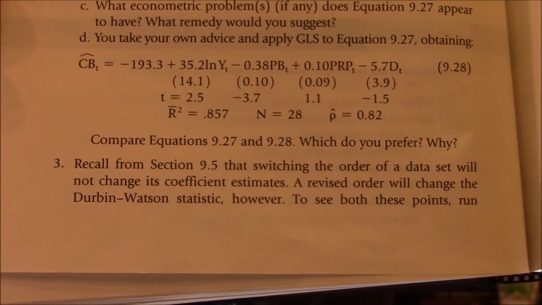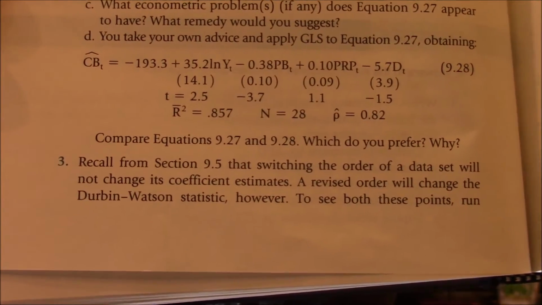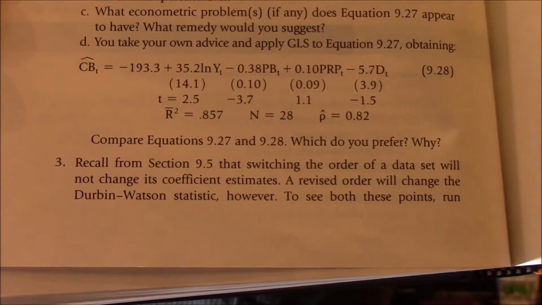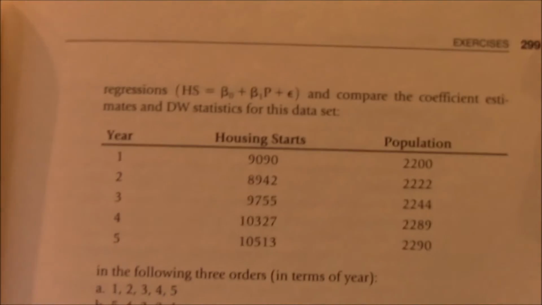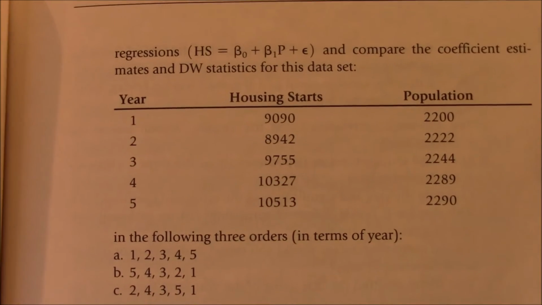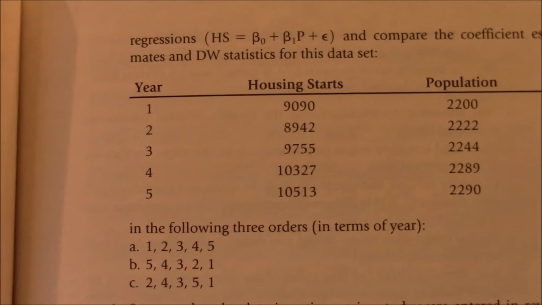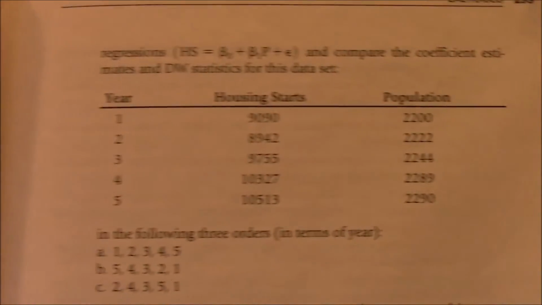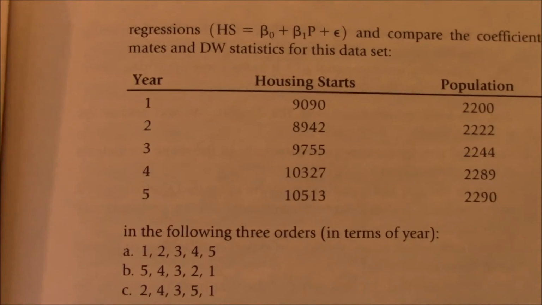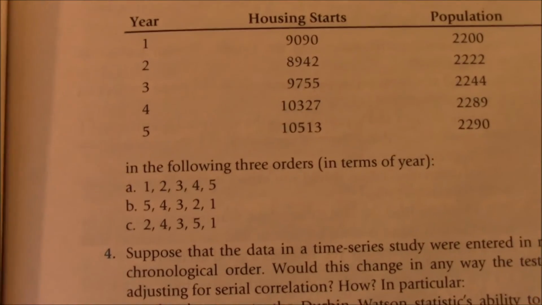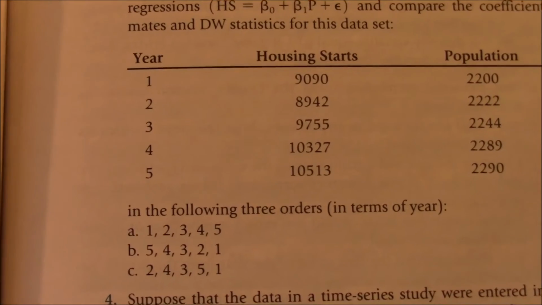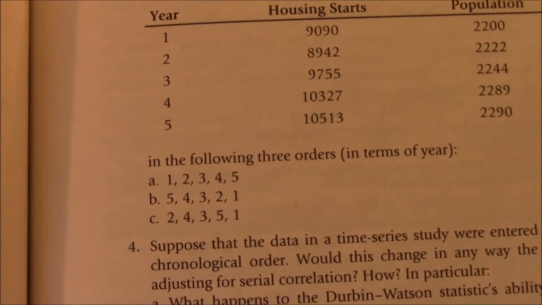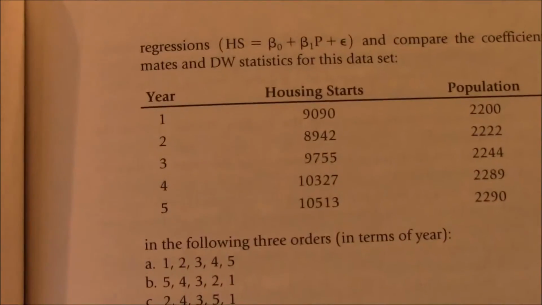Recall from section 9.5 that switching the order of data will not change the coefficient estimates. A revised order will change the Durbin-Watson statistic, however. To see both these points, run these regressions and compare the estimated coefficients and the DW statistics for these data. Now, here's what you're going to do. You're going to type these data into Stata, and then run it in the order that they're listed. Run it in the reverse order. And then run it in that sort of strange order down there in part C.